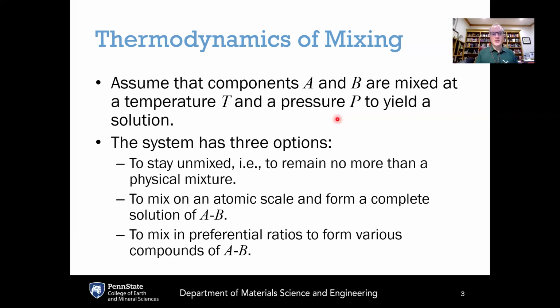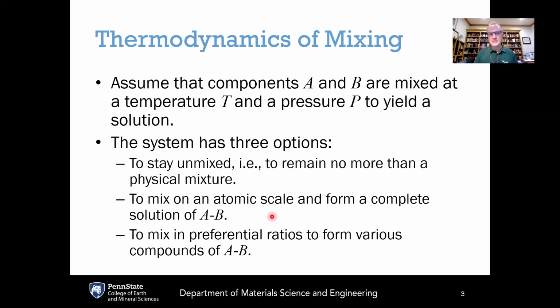And there are three different options for that broadly. The first option is that they could stay unmixed. In other words, they could remain no more than a physical mixture of A and B. The classic example of this would be trying to mix together water and oil. Water very much prefers to bond to other water. Oil prefers to bond to other oil, and so they stay unmixed when you attempt to mix them together. So that's the first option.